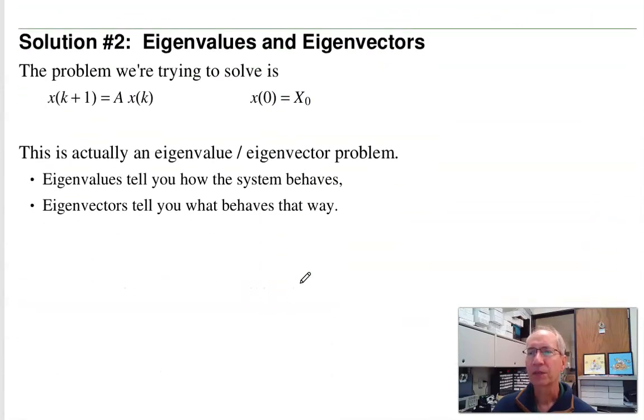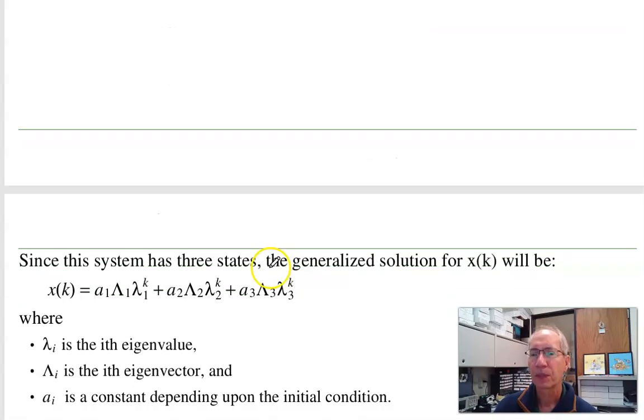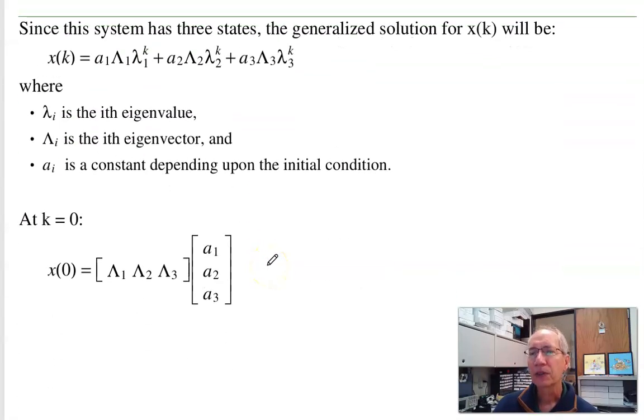A second way to solve is to use eigenvalues and eigenvectors. What you're trying to do is solve x of k plus 1 equals A times x of k, given an initial condition, x of 0 is x0. That's actually an eigenvalue-eigenvector problem. And if you recall, eigenvalues tell you how the system behaves. Eigenvectors tell you what behaves that way. In general, the response of the system is some constant times the eigenvector times the eigenvalue to the kth power. So I have a 3 by 3 matrix. I have 3 eigenvalues, 3 eigenvectors.